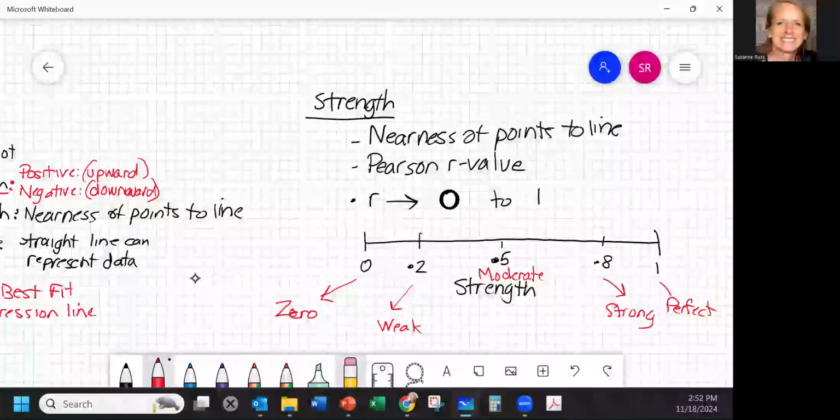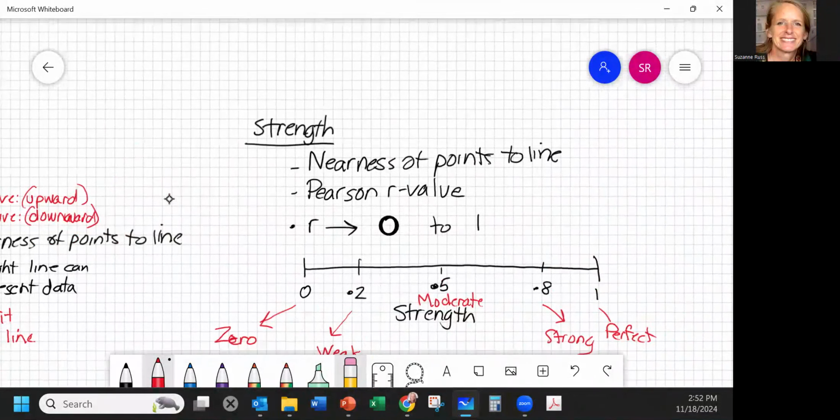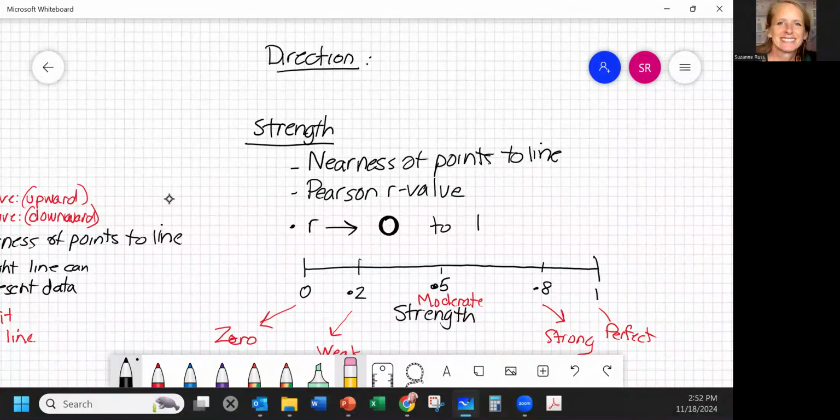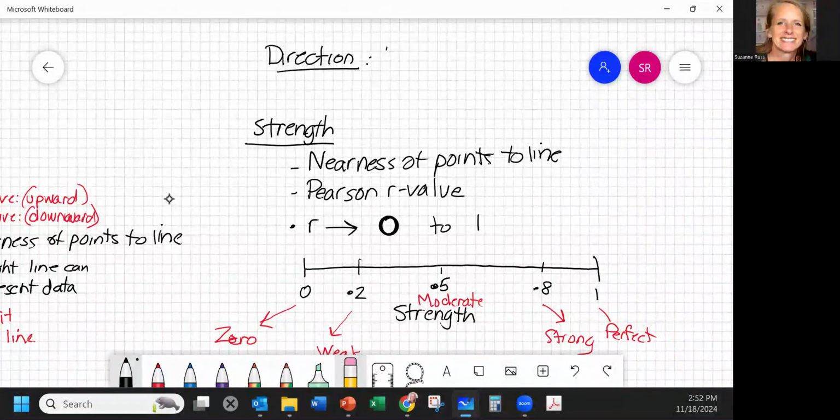So we have two measures that we'll give when we're using quantitative factors talking about correlation. We have strength, which we've just discussed, and we have direction, which is just the upward or downward tendency of the line in a linear relationship.